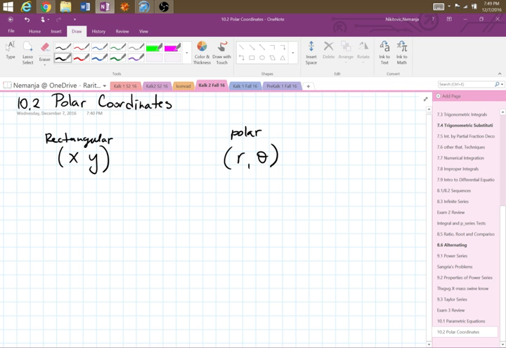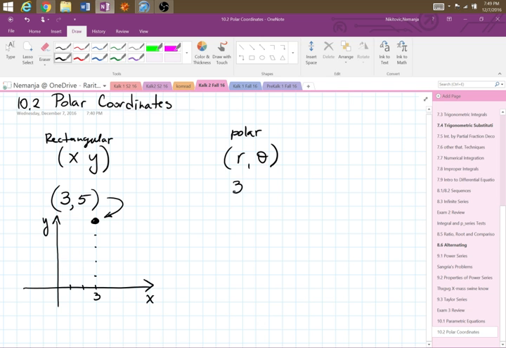So if I have 3, 5 in the rectangular coordinate system, I will count 1, 2, 3, and then 1, 2, 3, 4, 5, and that would be the point on the Cartesian xy plane. For polar, r comma theta might be, let's say, 3, pi over 4. You see that r is the radius, a length, and theta is the angle. I can write 45 degrees or I can write pi over 4.